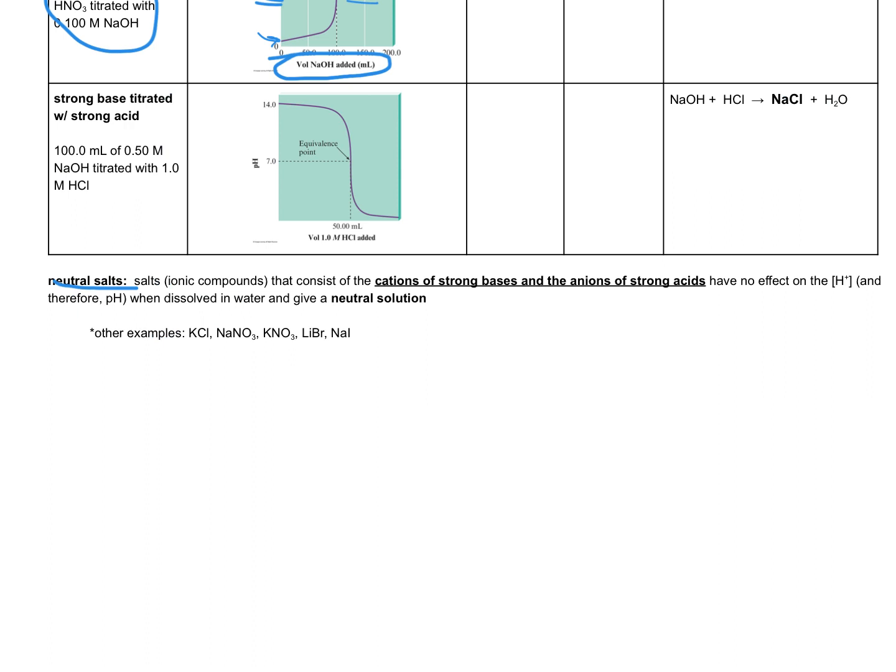Neutral salts have no effect on the hydrogen ion concentration or the pH when dissolved in water, and therefore give a neutral solution. They are formed from the cations of strong bases and the anions of strong acids. And so our strong acid was nitric acid. Its anion is the nitrate ion, and then the cation of the strong base, sodium hydroxide, was sodium. So whenever this happens, we get a neutral salt, and it has no effect on the pH of the solution.